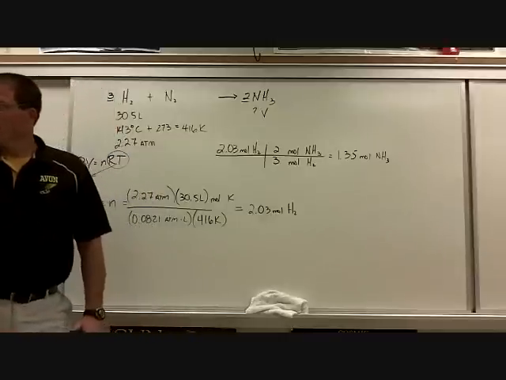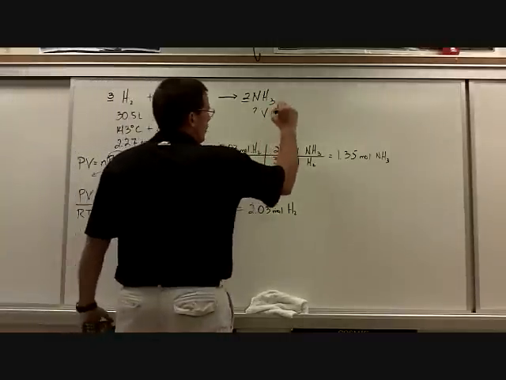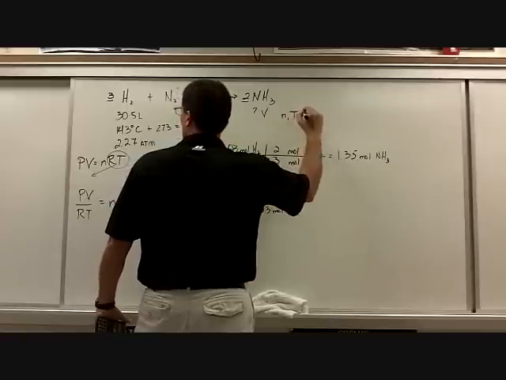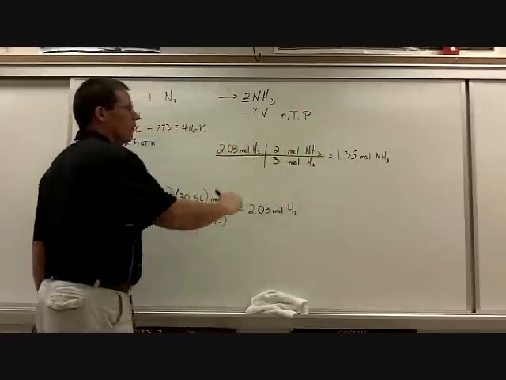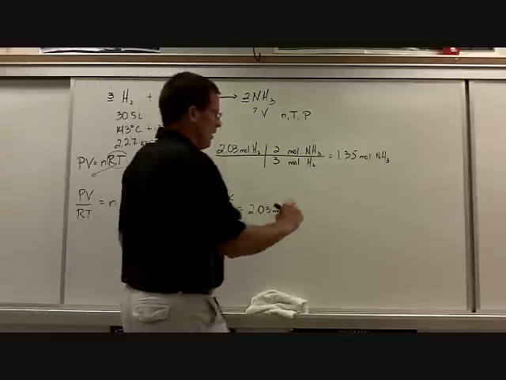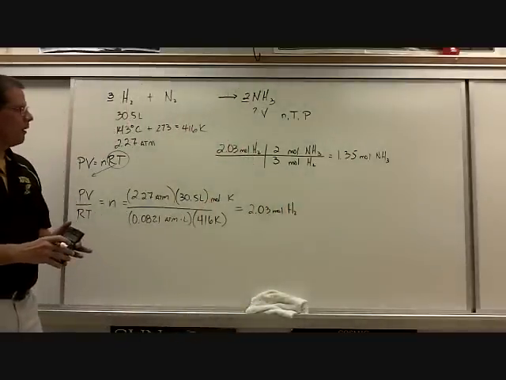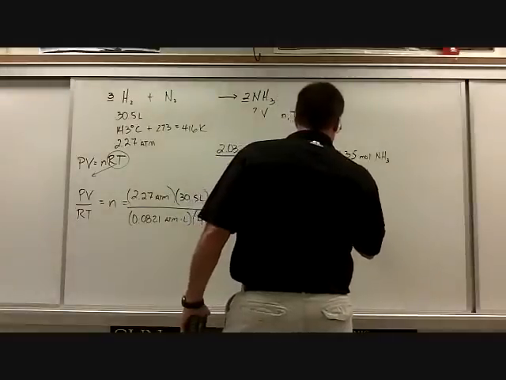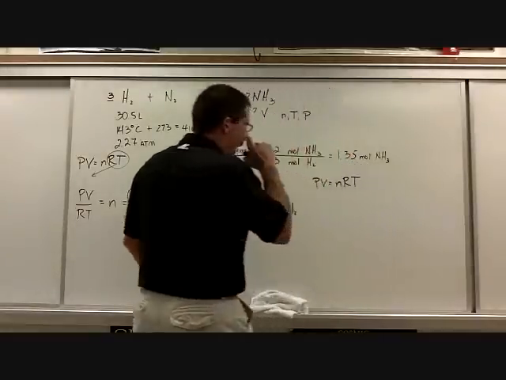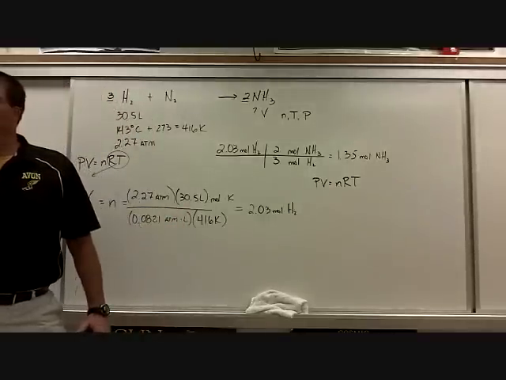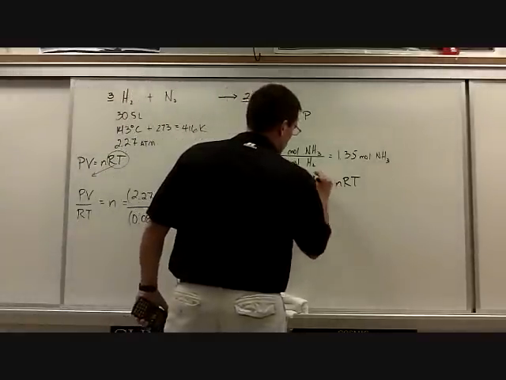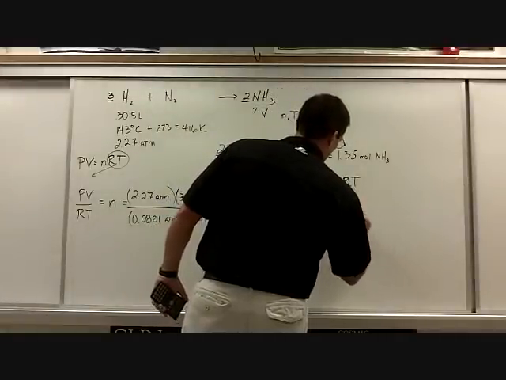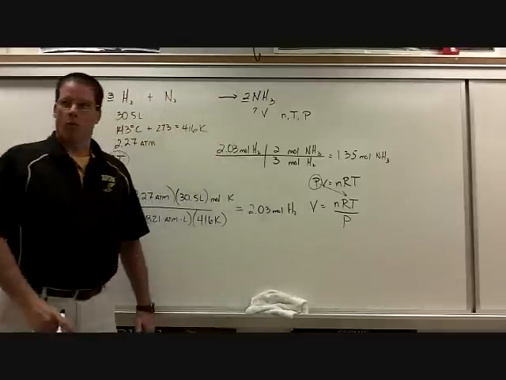Okay. Now we know our n, we know our T, and we know our P. And we're looking for V, right? Okay. So PV equals nRT. We need to rearrange it so we isolate for volume. So move P over. So now I've got V equals nRT over P. We're almost home, guys.